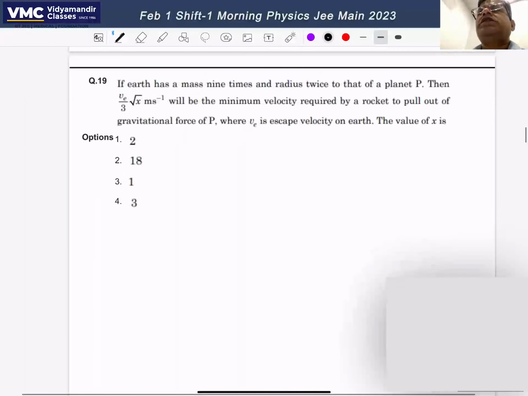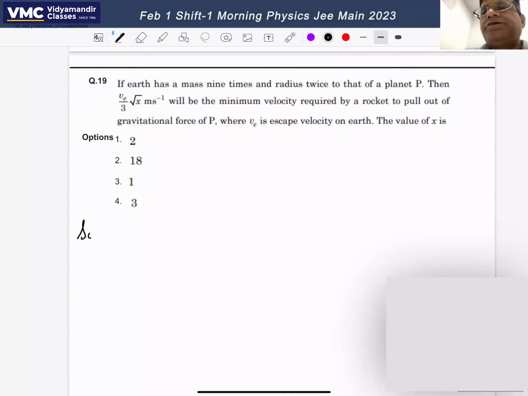Question 19. If Earth has a mass 9 times and radius twice that of a planet P, so this is a gravitation question, then V upon 3 root x meter per second will be the minimum velocity required by a rocket to pull out of the gravitational force of P, where V is the escape velocity on Earth. The value of x is.